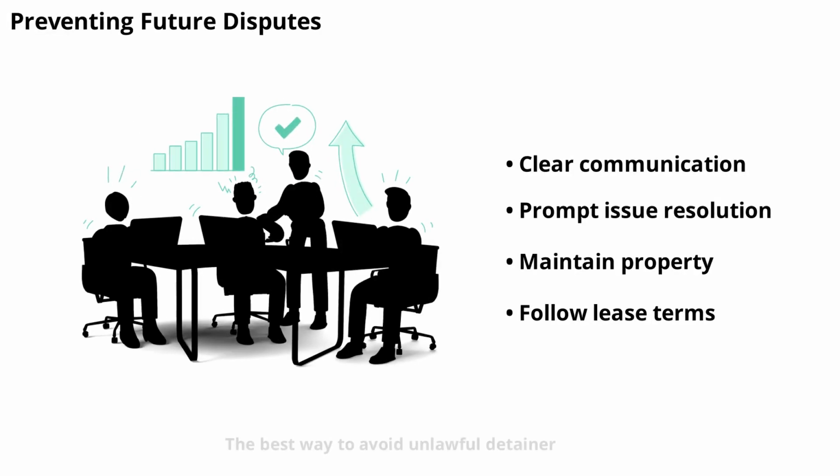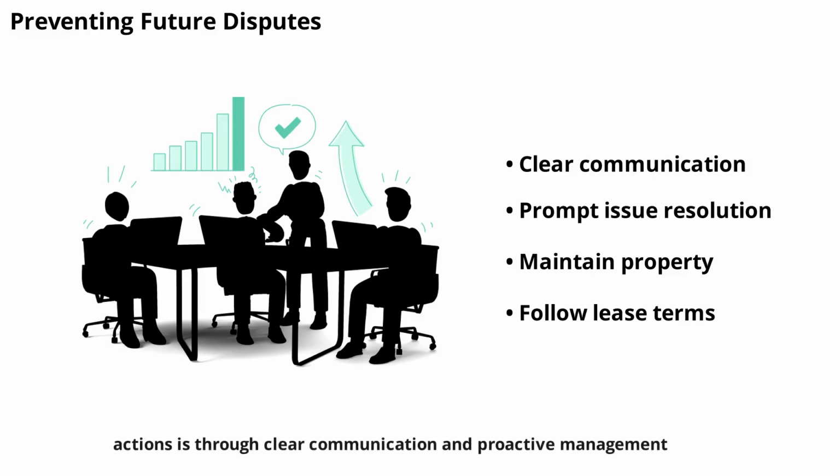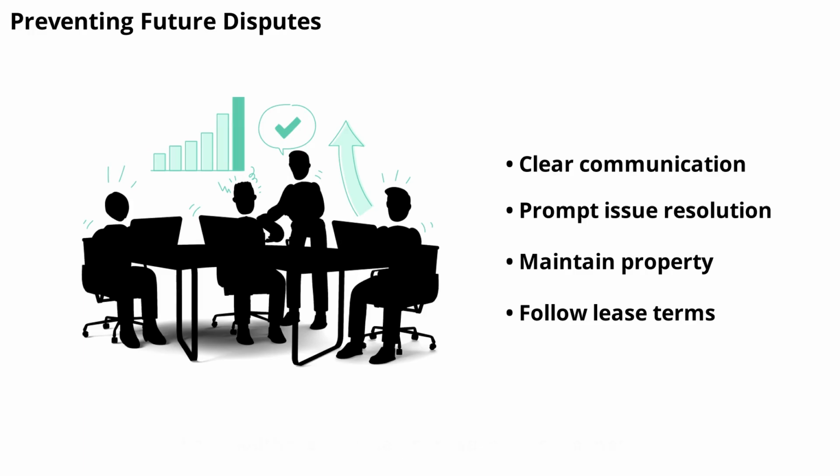The best way to avoid unlawful detainer actions is through clear communication and proactive management. Landlords should address issues promptly, maintain the property, and keep tenants informed of any changes. Tenants should pay rent on time, report problems early, and follow the terms of the lease. Building a positive landlord-tenant relationship can prevent misunderstandings and reduce the likelihood of disputes.